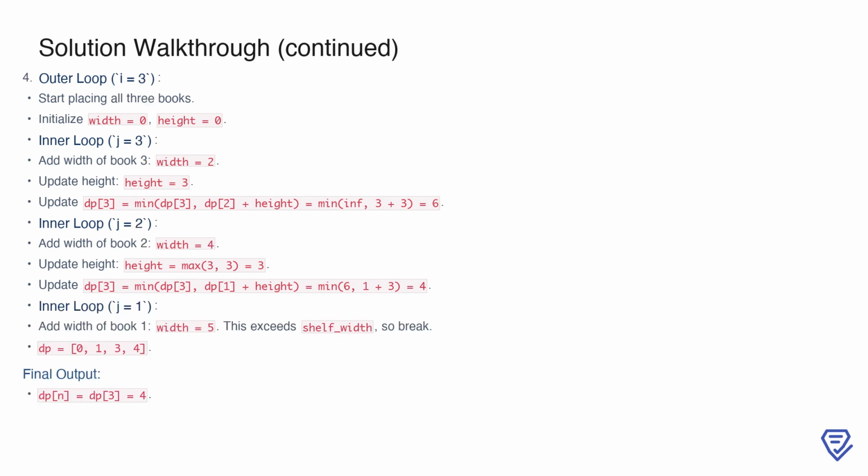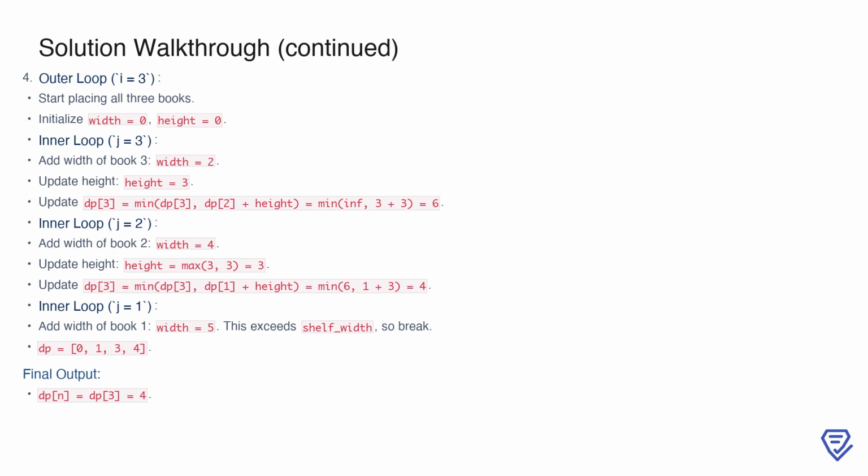Now we consider placing all 3 books. We begin with width and height set to 0. Starting with the third book, we add its width, updating width to 2, and set the height to 3. Using these values, dp[3] is updated to min(dp[3], dp[2] plus height), equals min(inf, 3 plus 3), equals 6. Next, we include the second book along with the third.